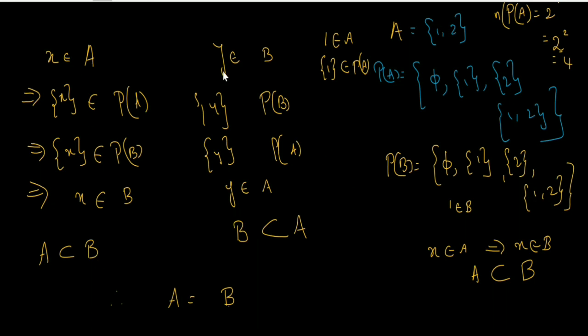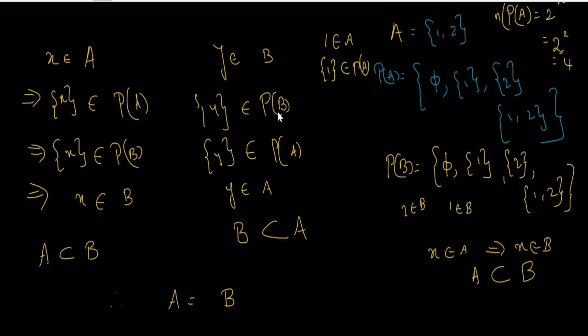Now we'll take the other way. Let Y belong to B. Let us take 2 is an element of B. That means the set {Y} will be an element of the power set of B. If 2 is an element of B, then the set {2} will be in the power set of B. That means the set {Y} will be an element of P of A, because it is given P of A is equal to P of B.